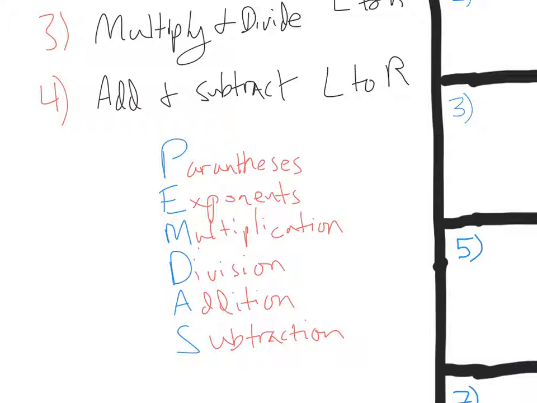Okay, and usually these two work together based on which one's left to right, multiplication and division, and these two kind of work together based on which one's first from left to right. Okay, let's look at some examples and get started.